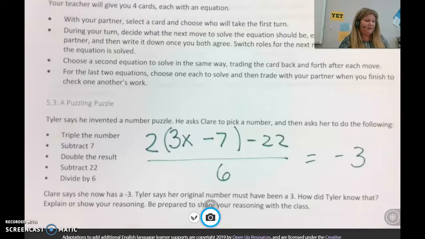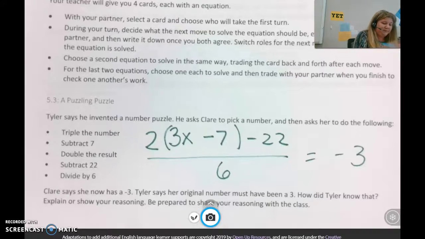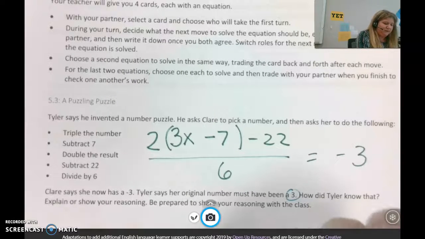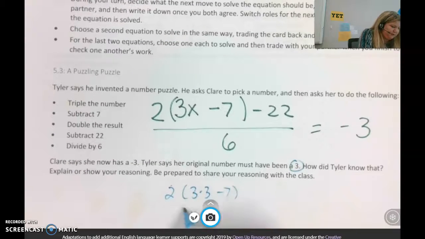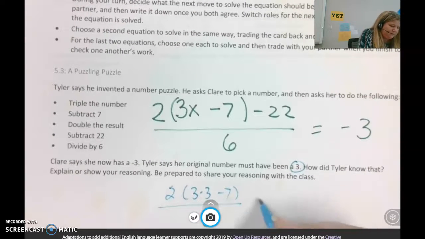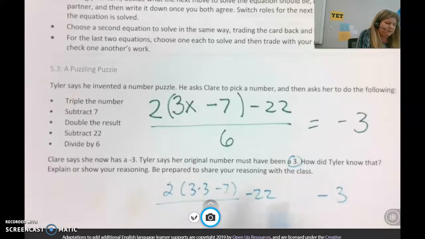So this is quite a lofty problem. Let's just see if this works out to be 3. So I could work it out step by step, or I could just check it because I have a potential answer here. So let's check it. 3 times 3 minus 7 divided by 6, and then -3. So let's see what this works out to be.